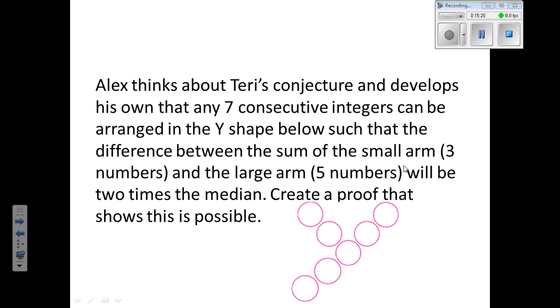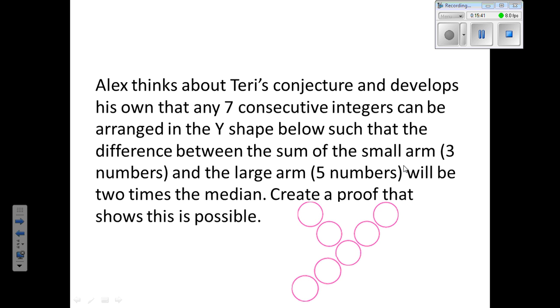Let's try this one. Alex thinks about Terry's conjecture and develops his own: any 7 consecutive integers can be arranged in a Y shape below such that the difference between the sum of the small arm, 3 numbers, and the large arm, 5 numbers, will be 2 times the median. Create a proof that shows this is possible.